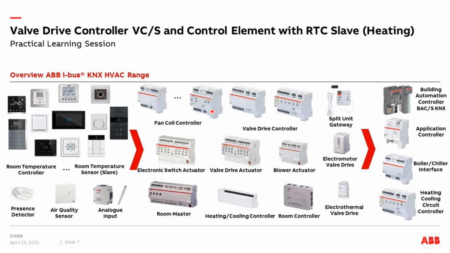A wide range of products started from the typical fan coil controller. Here we have 9 different devices, the valve drive controller, electronic switch actuator, up to our room master with built-in fan coil actuator or our room controller. And on the right side you can see our devices for the distribution, the heating cooling circuit controller, boiler chiller interface, and the 2 devices for our automation level, the application controller with the interface to BACnet and our PLC with KNX interface. So today we put a focus on our room temperature sensor here as a slave.